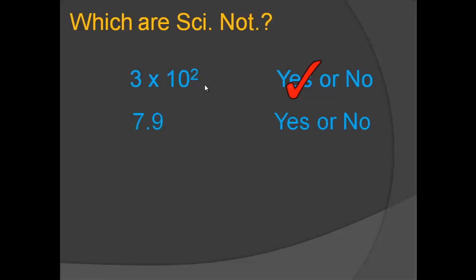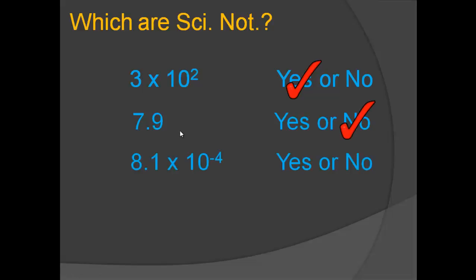What about this one? Well, remember, to be in scientific notation, you have to have a coefficient between 1 and 10, which this is, but you also have to have a base of 10. And here, there's no base of 10. Here, it just says 7.9. So this is not scientific notation. Let's go on to the next one.